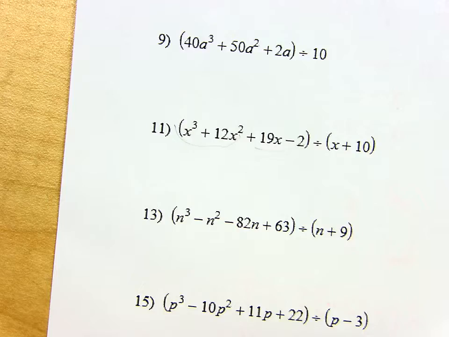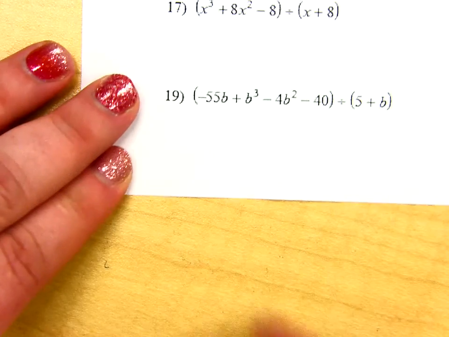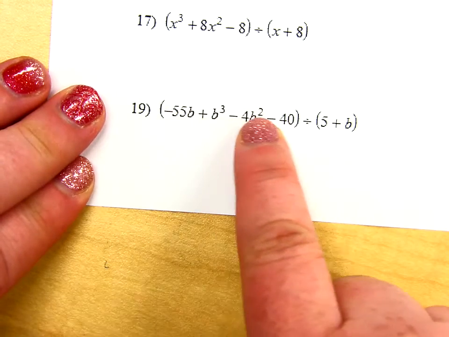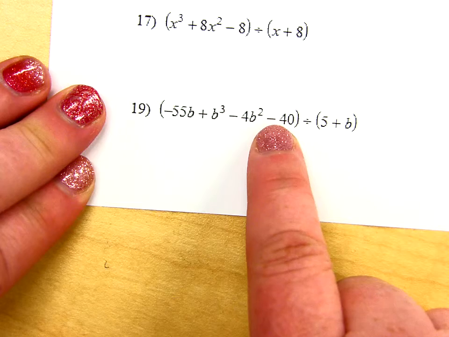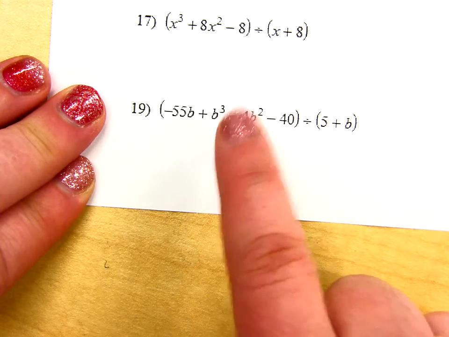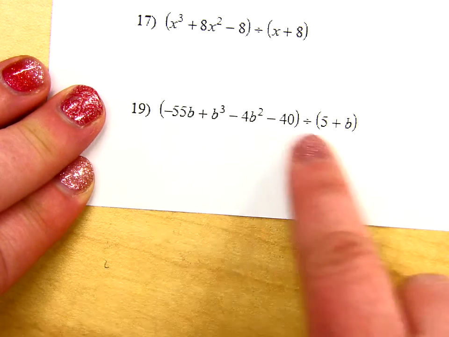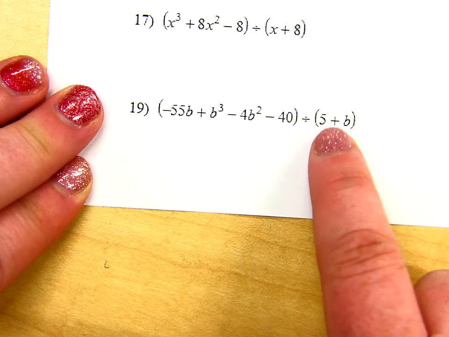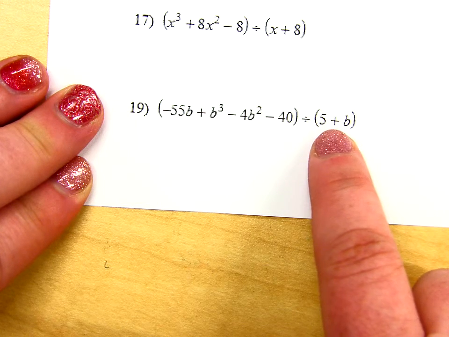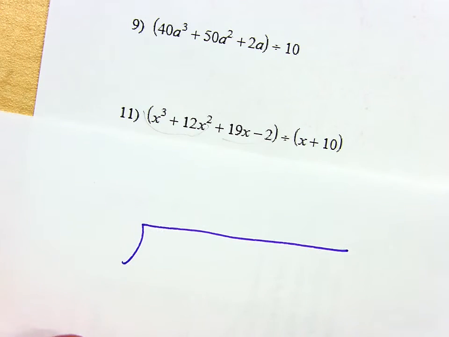Oh, no, look at 19. See on 19 how it's mixed up? You would have to rewrite that first, okay? So just be mindful of that. You have to have it in standard form first, both of them. So this one you'd have to rewrite to be b plus 5. So both your divisor and dividend need to be in standard form.